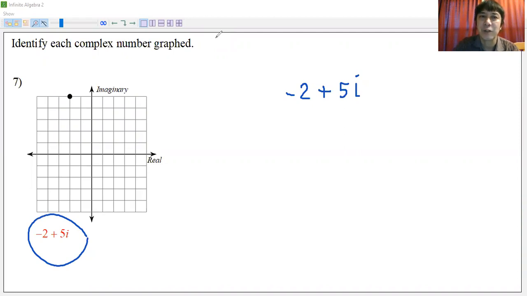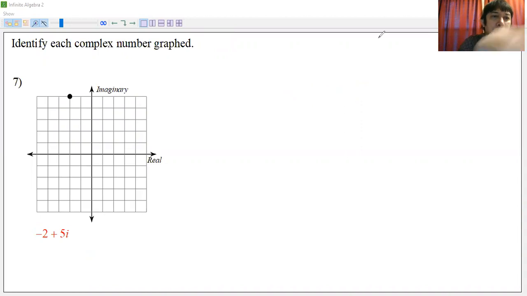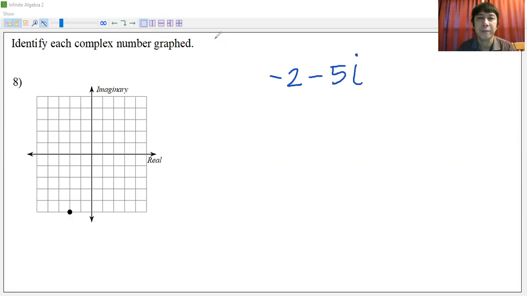All right, let's have the next, number 8. Here's number 8. Identify the complex number. It's located at the third quadrant. So this must be -2 and another negative, -2, -5i. There, and we can verify the answer. There, it's -2, -5i. You can see the red answer over there. Next, let's have number 9.